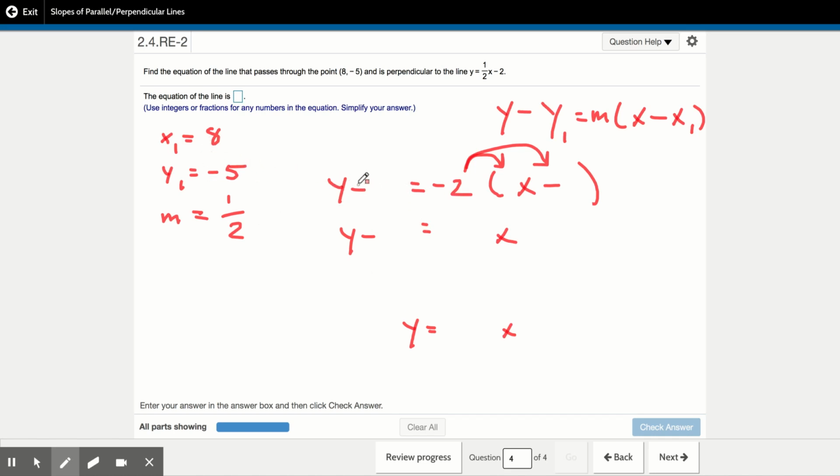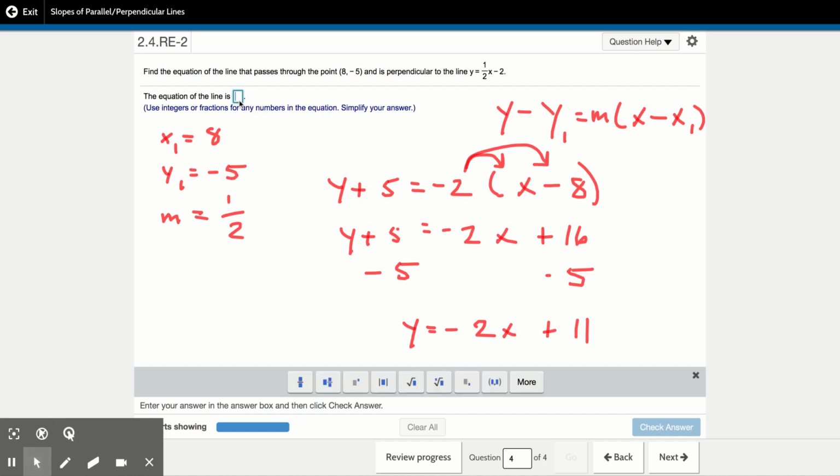So then I put in my y1. My y1 is negative, so I write +5. My x1 is positive, so it's 8. Now I still do the same thing, still distribute. So -2x plus 16. We also have +5. Now we subtract 5 from both sides, and the equation we end up with is -2x plus 11. So now we go ahead and type that into our answer. y is equal to -2x plus 11.